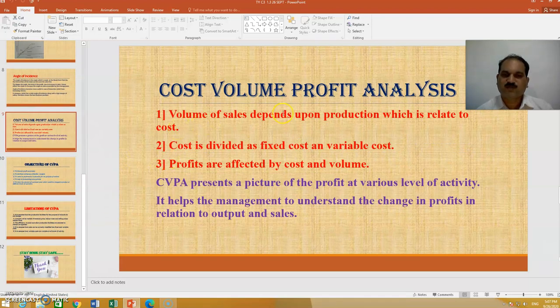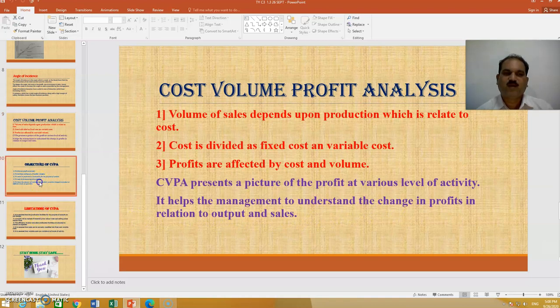Now let's see what is cost volume profit analysis. Cost plus volume plus profit. Analysis of all these things gives birth to CVPA. What is it? The volume of sales depends upon production which is related to cost. So production, volume and cost. Second, cost is divided into fixed cost and variable cost. And third, profits are affected by both cost and volume. Cost volume profit analysis presents a picture of the profit at various levels of activity, and it also helps the management to understand the change in profit in relation to output and sales.